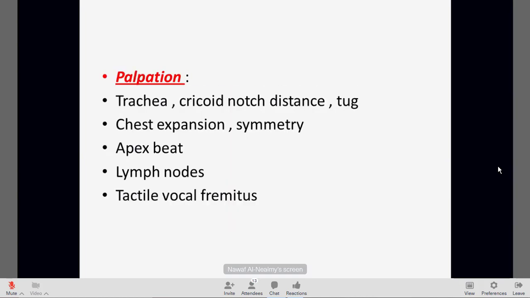The other step is that we are going to examine the lymph nodes. Lymph node examination is part of the examination of the chest. Here we are going to examine certain groups of lymph nodes, mainly the supraclavicular and scalene lymph nodes and the axillary lymph nodes. God willing, you will take this in the general examination for the lymph nodes.